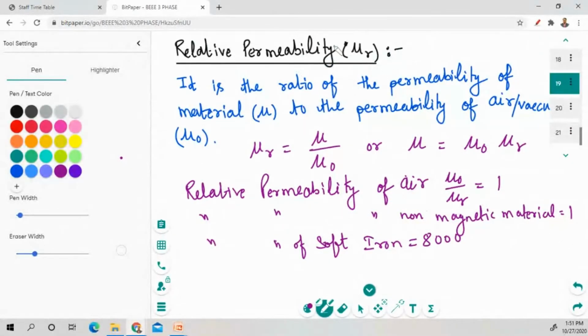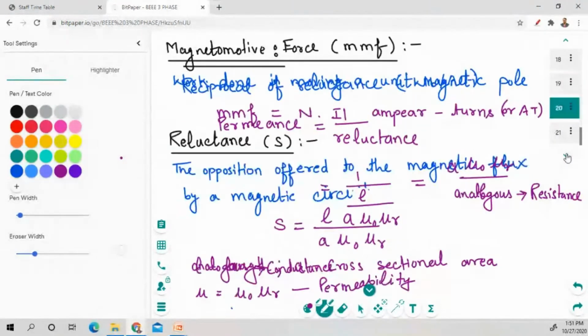So next we have studied in the previous lecture relative permeability. Okay, it is the ratio of the permeability of a material mu to the permeability of air or vacuum. It can be represented by mu r is equal to mu upon mu naught. The relative permeability for air is 1, and for non-magnetic material it is also 1. For soft iron it is 8000. Okay, it is predefined. So in the previous lecture we have studied MMF. So what is MMF? MMF is magnetomotive force. It can be represented by N into I.